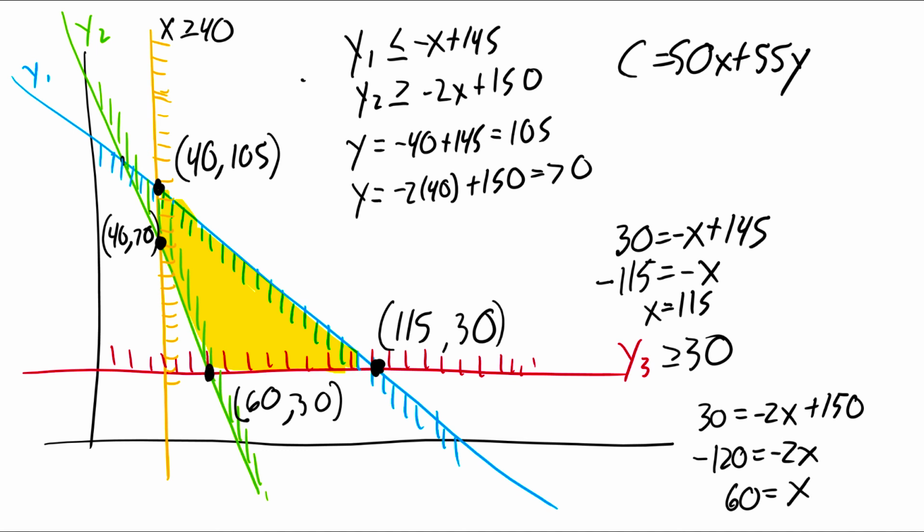All right, so if we plug 40 in for x and 105 in for y, we get 7,775. So that is the cost to ship 40 engines to plant 1 and 105 engines to plant 2. 40, 70, that would be 40 engines to plant 1, 70 engines to plant 2. So we plug 40 in for x, 70 in for y into our cost equation. That's going to give us 5,850.